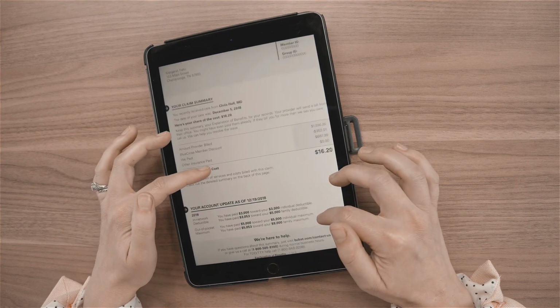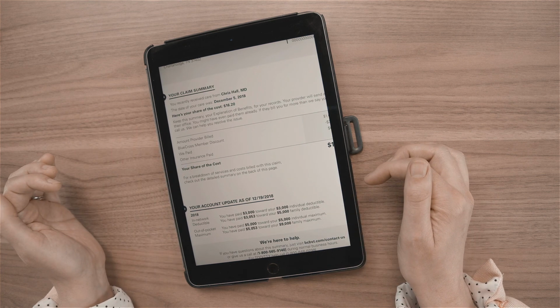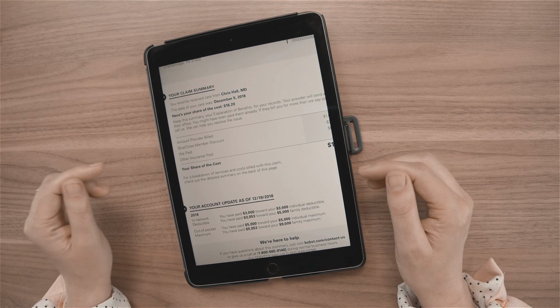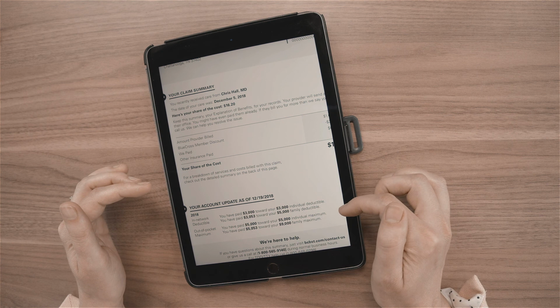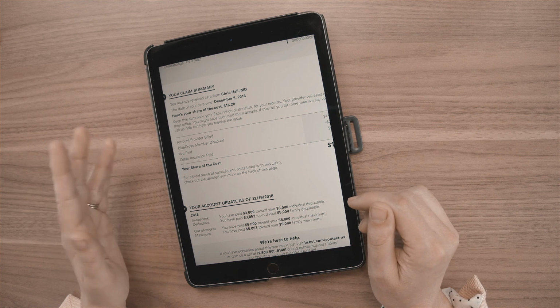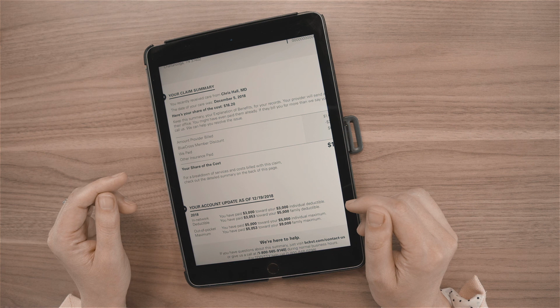At the bottom, we show you a snapshot of your account update as of the date we processed your claim. We want this information to help you see how close you are to meeting your yearly deductible and out-of-pocket limits, but there are a few things you should know as you're looking it over. First of all, it won't include any claims we've received since the day we processed this claim summary. Also, we process claims in the order we get them, not by the date you got care. This is important for you to know because it can get confusing if you're trying to figure out when you met your deductible based on the date of your visits.